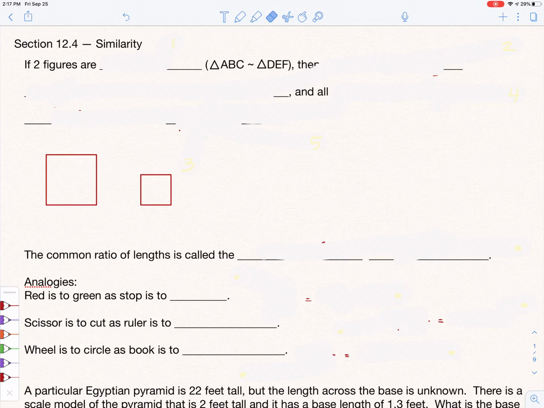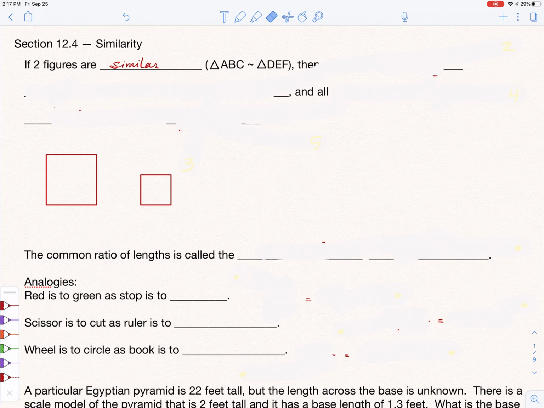Hey folks, so this is a video that deals with similarity. So let's just jump right on in and define what similarity means. The definition of similarity: if two figures are similar to each other, in this case right now I'm going to deal with two triangles, you see the notation that we have there.